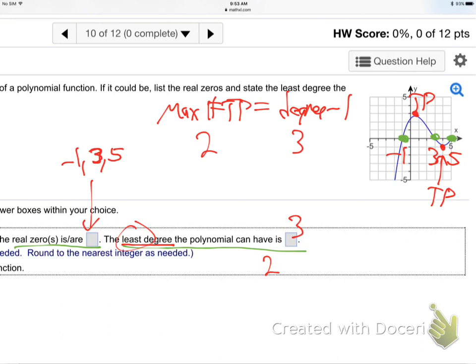Because there'd only be 1 turning point then, right? And we're clearly looking at 2 turning points. So the degree can't be 2. Now the degree could be 4, couldn't it? Or 5 or 6 or 7 or 10 million, right?